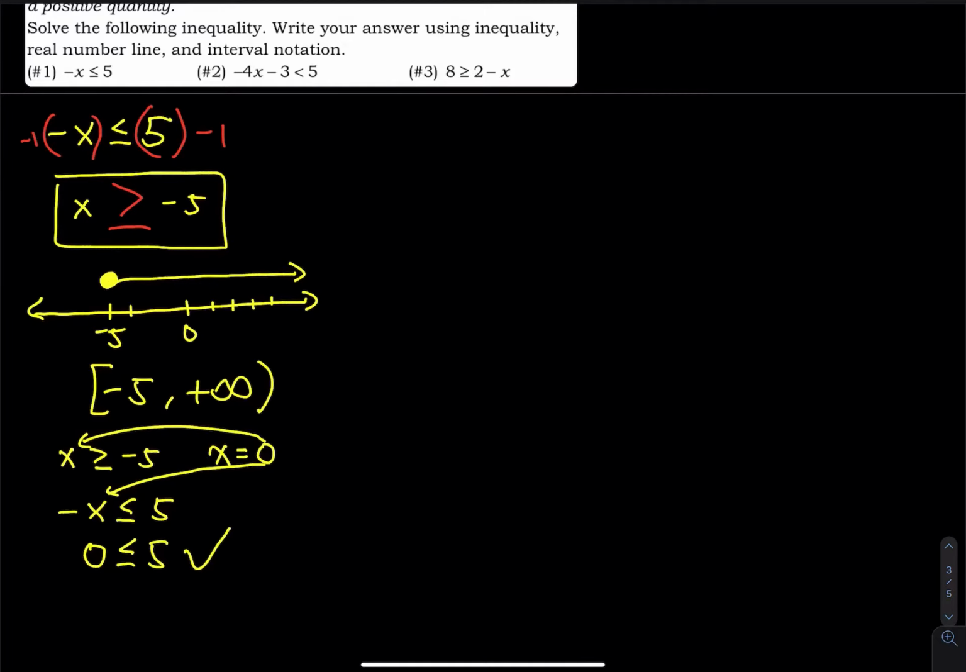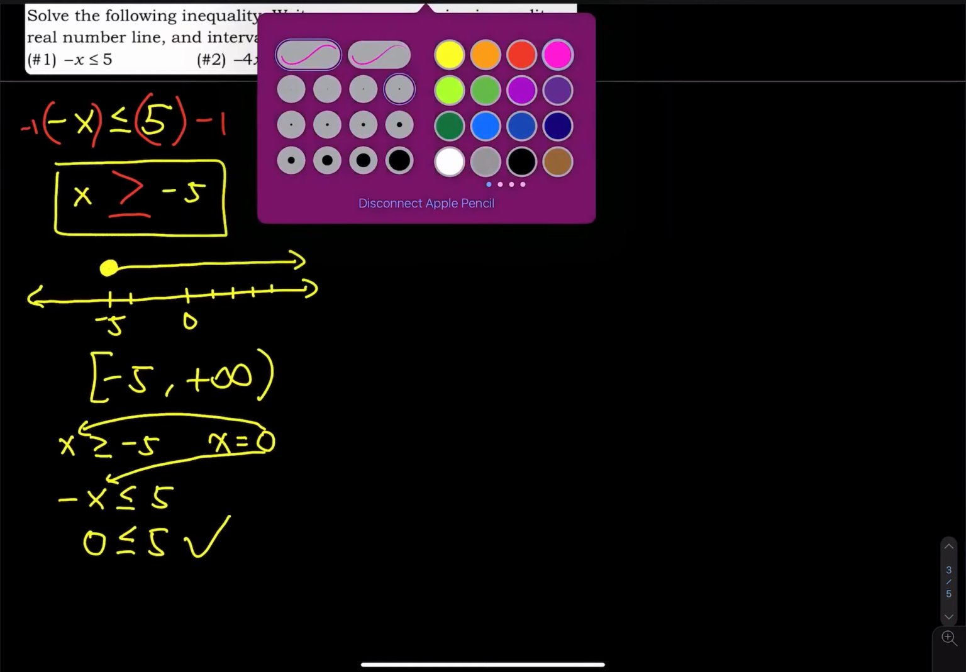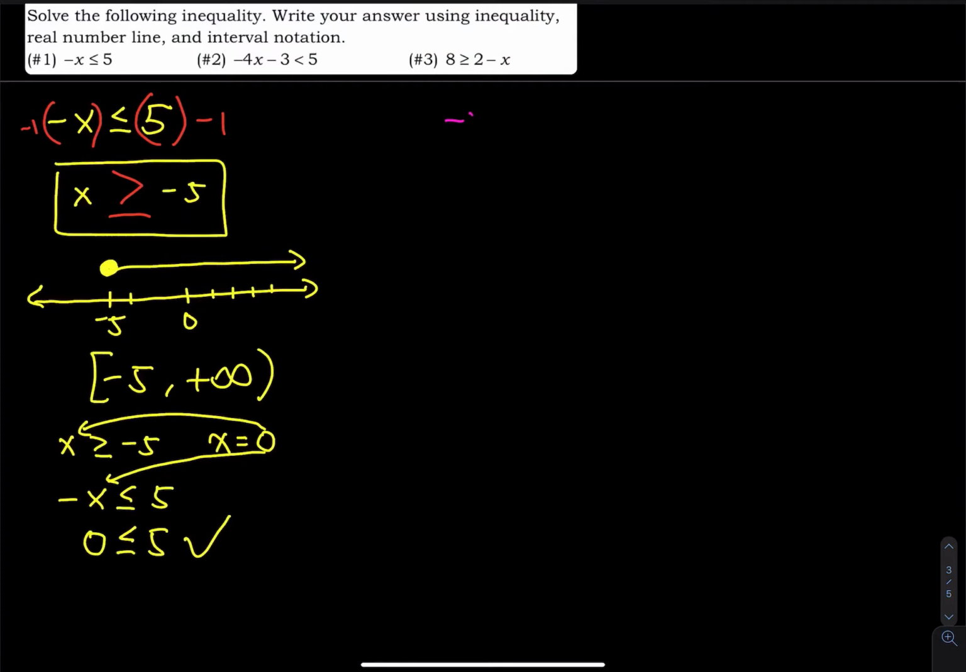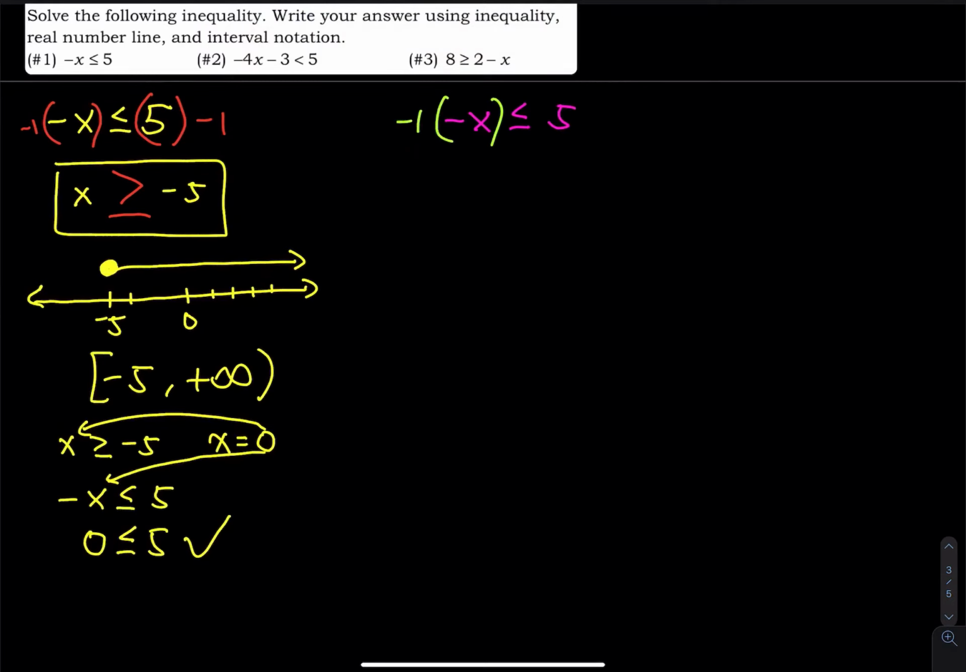So let's do one that is incorrect. Let's use another color to do it. We have negative x less than or equal to 5. This one I am going to multiply both sides by negative 1. So we multiply both sides by negative 1.